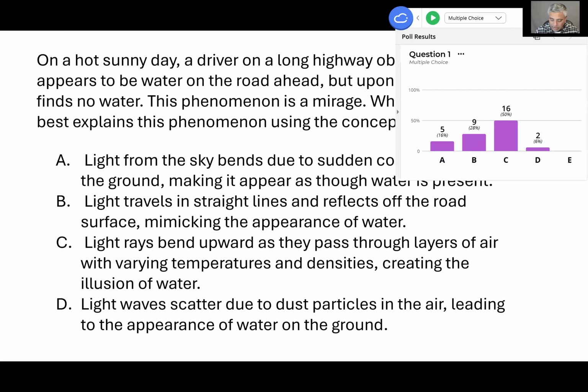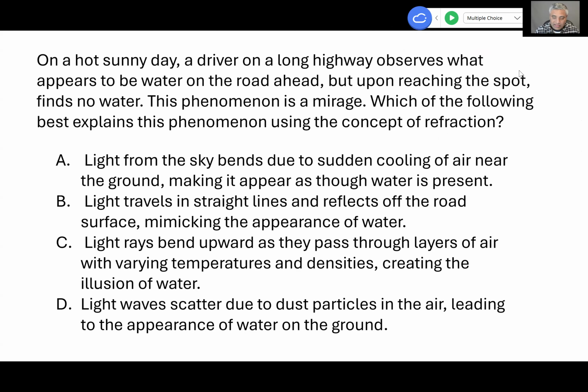Okay, let's see what we got. So we got mostly C, and that is the correct response. So it's not a sudden change, but a gradual change in temperature of the air layers.